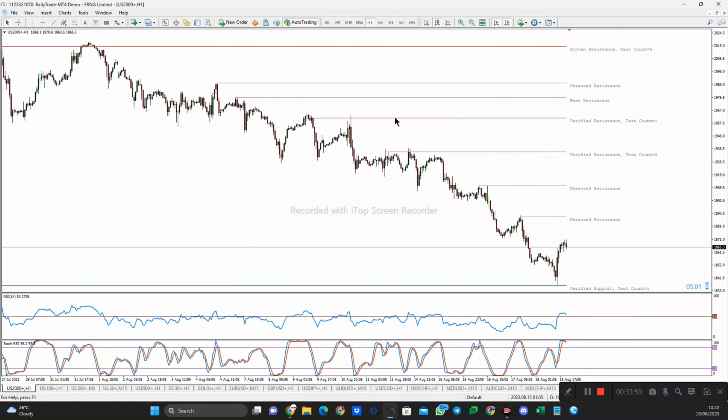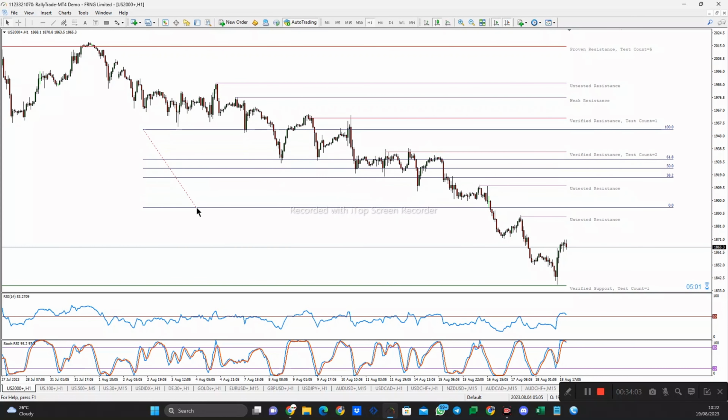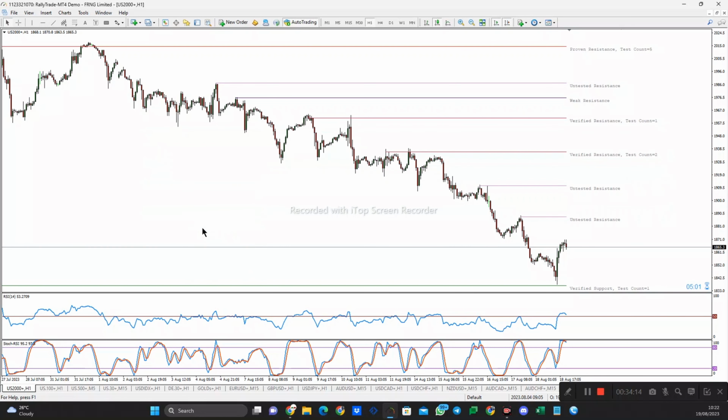I use Fibonacci as well, although not all the time. Sometimes if I want a double confirmation of where I want to buy or where I want to sell, I use Fibonacci. Then I use my RSI, and I also use my stochastic RSI as well.